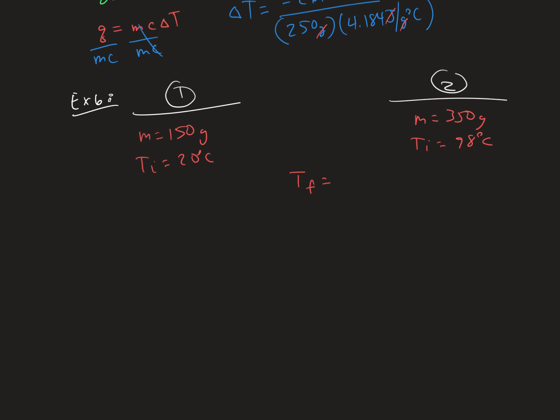We don't need to know the density of water in this case. We know the specific heat of water is 4.184 joules per gram degrees Celsius. All right, let's combine these equations: Q gained equals negative Q lost, or Q of 1 equals negative Q of 2, right?